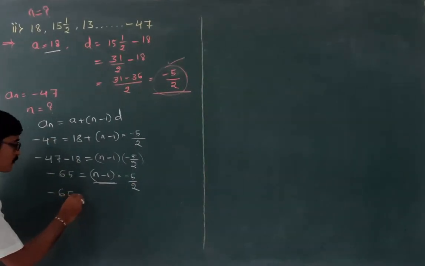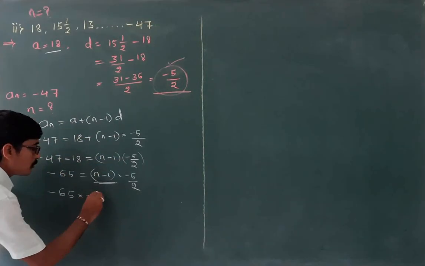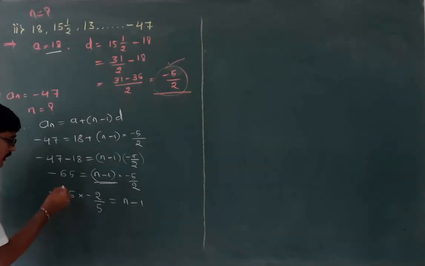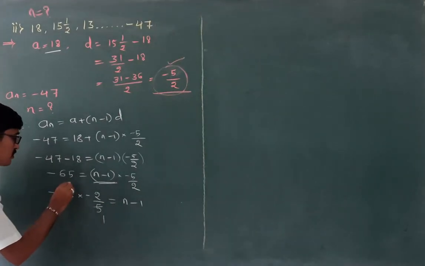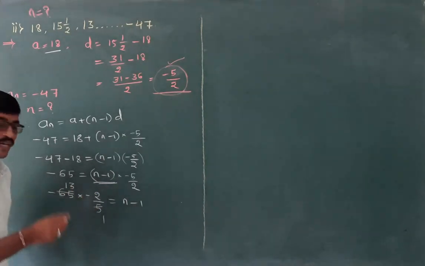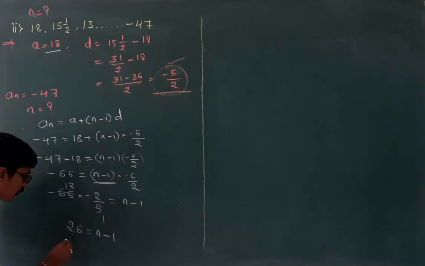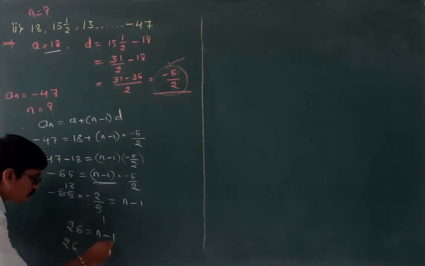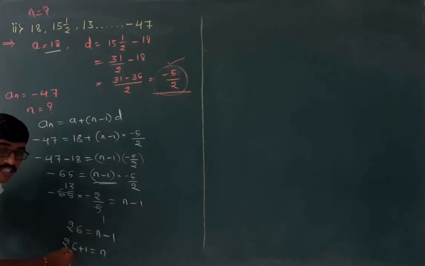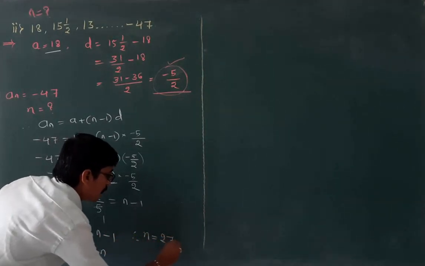Minus 65 into minus 5 by 2 becomes its reciprocal, minus 2 by 5, is equal to n minus 1. So here the minus signs cancel. 5 13s are 65, and minus minus plus 13 into 2 is 26. 26 is equal to n minus 1. So minus 1 comes to this side and becomes plus 1, so 26 plus 1 is 27. Therefore n is equal to 27.